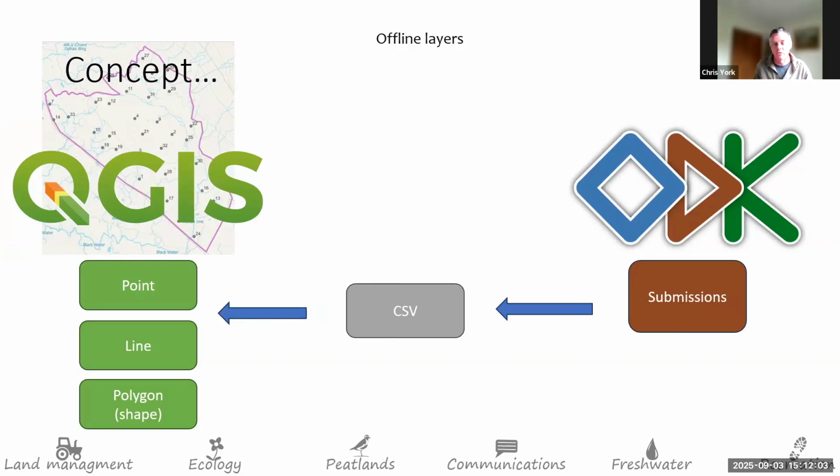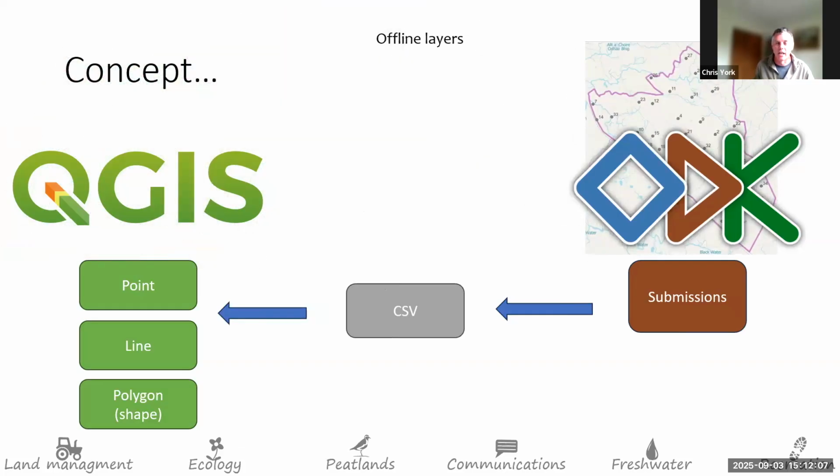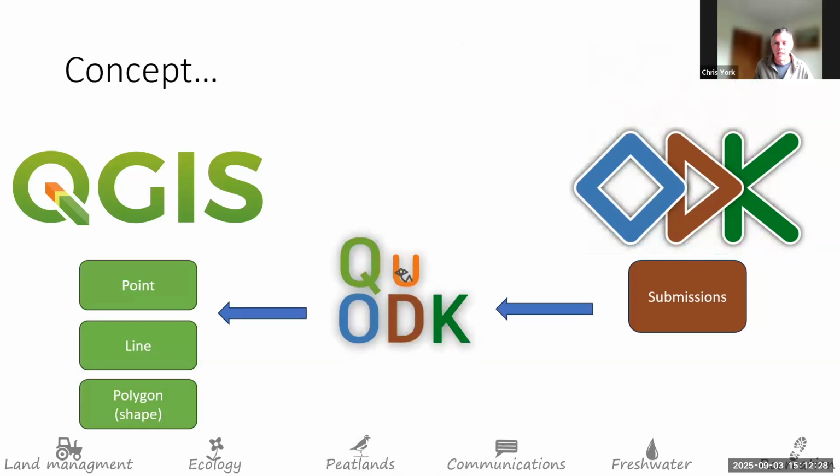But of course, there's also data going back the other way, particularly the offline layers moving from QGIS to ODK. That has been a really important part for us, particularly trying to work out where we're going to collect data. And I've usually used these base maps, but I'm trying to update. So QODK was born out of a need to try and make my life a little bit easier.